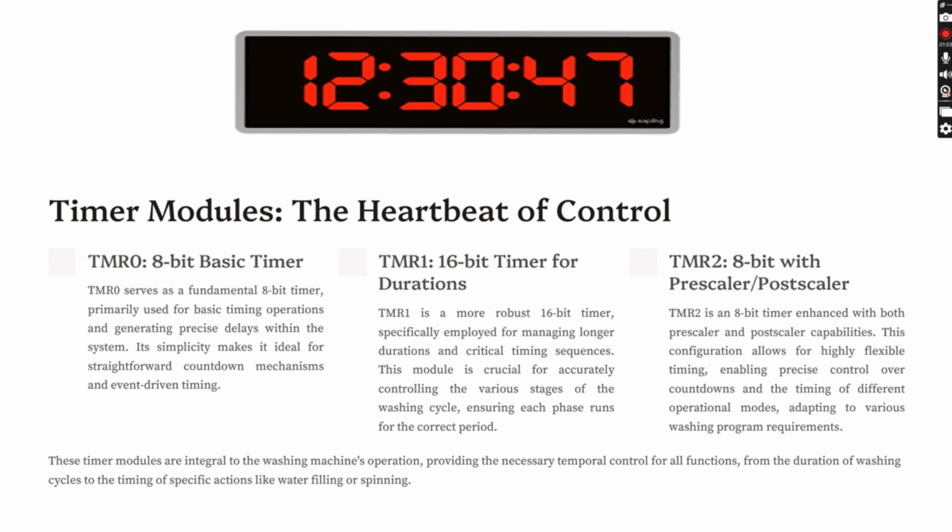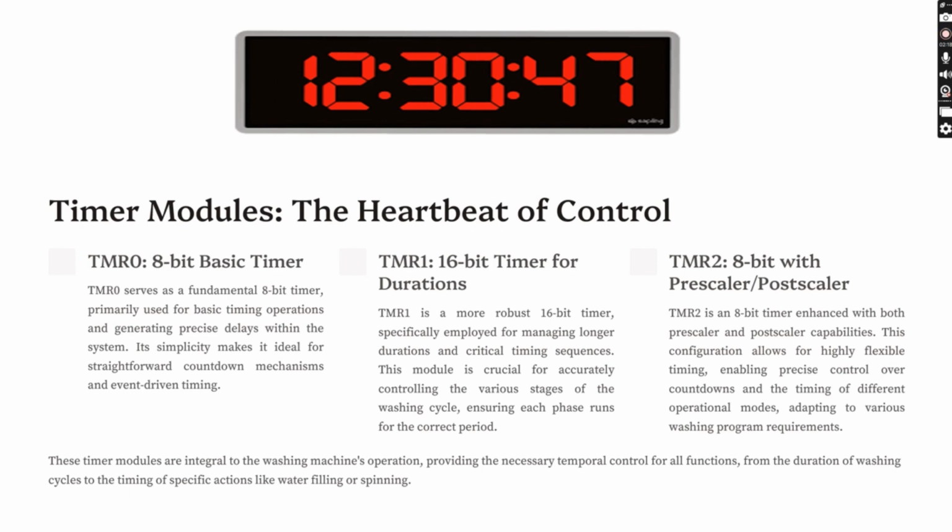Timer 1, 16-bit timer for duration. Timer 1 is a more robust 16-bit timer specifically employed for managing longer durations and critical timing sequences. This module is crucial for accurately controlling the various stages of the washing cycles, ensuring each phase runs for the correct period.